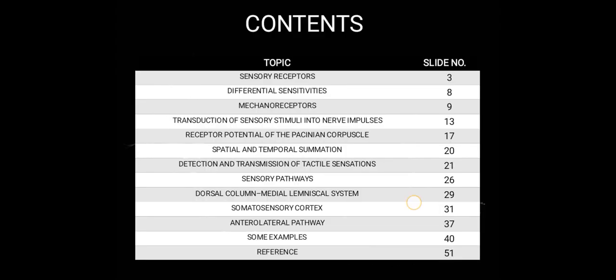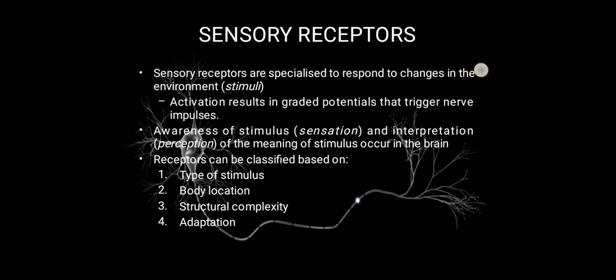Mechanoreceptors and their stimulation mechanism. Sensory receptors. Sensory receptors are specialized to respond to changes in the environment or stimuli. Their action results in graded potentials that trigger nerve impulses. Awareness of the stimulus or sensation, and interpretation or perception of the meaning of the stimulus, occurs in the brain.